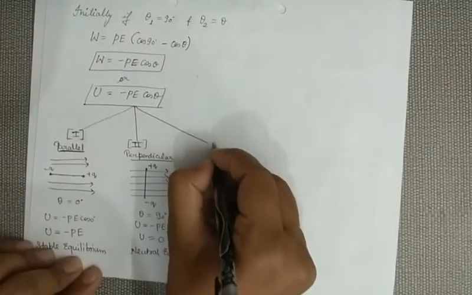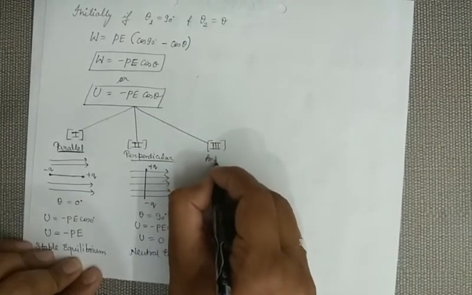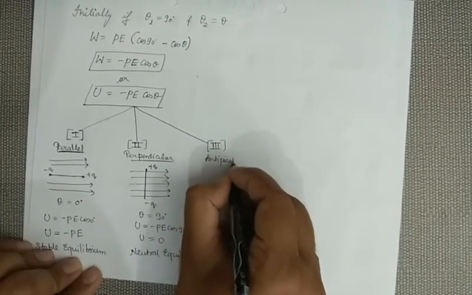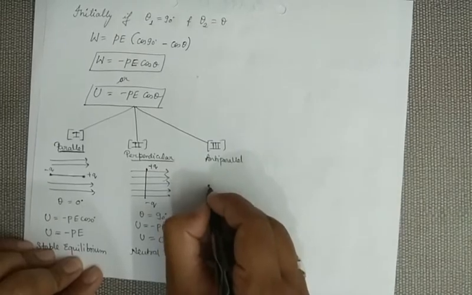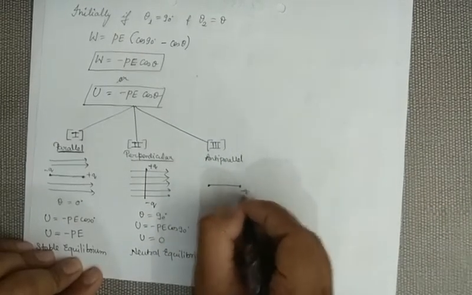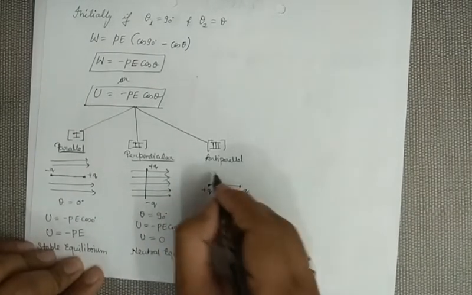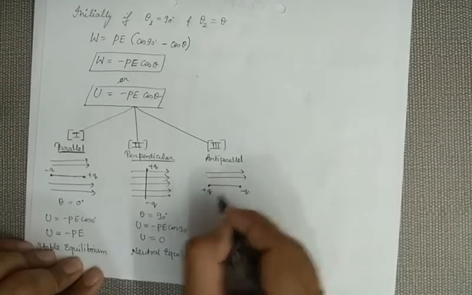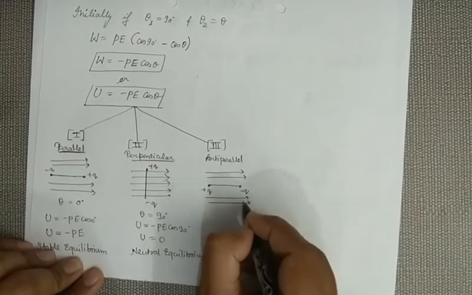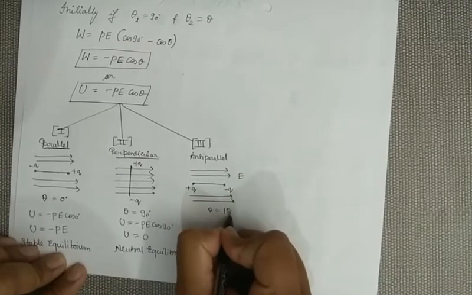And in the third case, when the dipole is placed anti-parallel, meaning just opposite to the direction of the electric field. This time here it is negative and this is positive. So the dipole moment is from negative to positive and the electric field is in this direction. So here your theta will become 180.